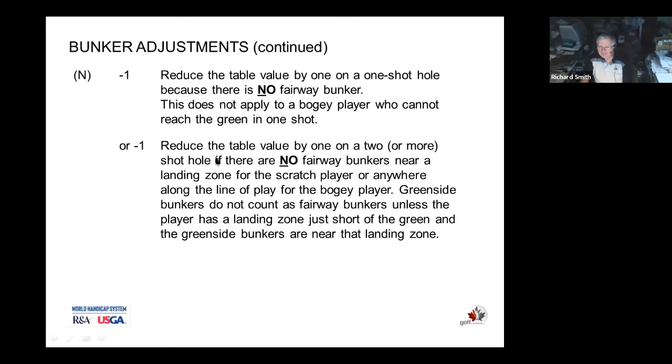Or we reduce the table value by 1 on a 2 or more shot hole if there are no fairway bunkers near the landing zones for the scratch or anywhere along the line of play for the bogey. Greenside bunkers don't count for this purpose unless the player has a landing zone just short of the green and the greenside bunkers are near that landing zone. That part is not new to us, of course.